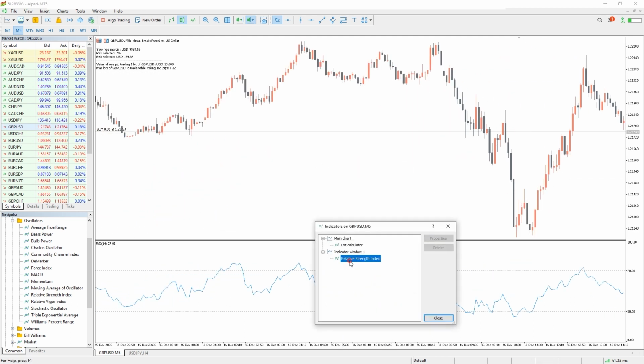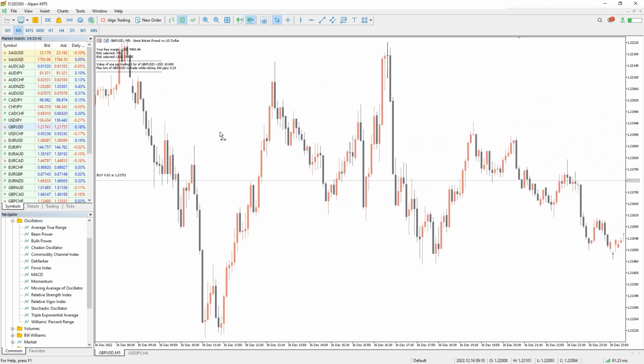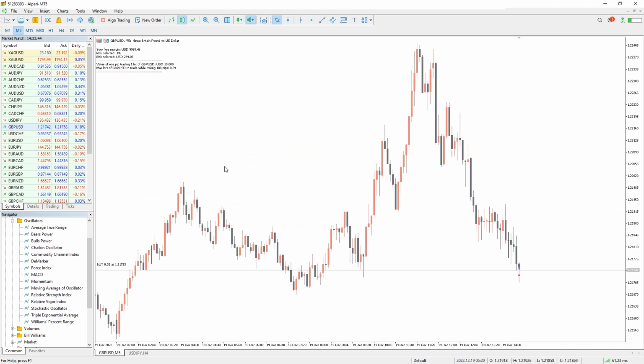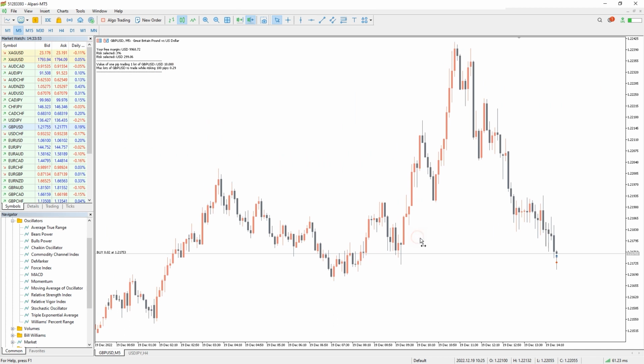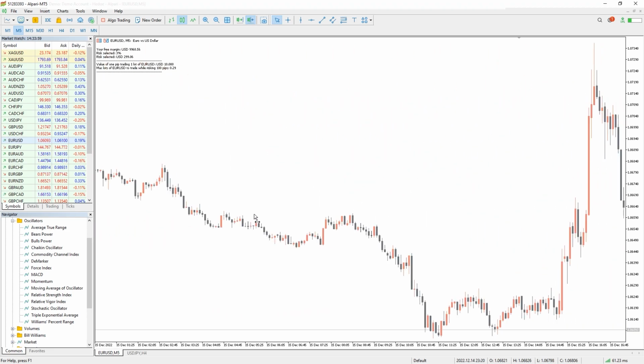In the indicator settings, we can change the stop loss distance, free margin and points, and lastly, you can simulate the values. The lot calculator indicator doesn't tell you about the entry and exit points, rather it tells you the risk on each trade. So when combined with other indicators, it is really useful to limit exposure to risk.